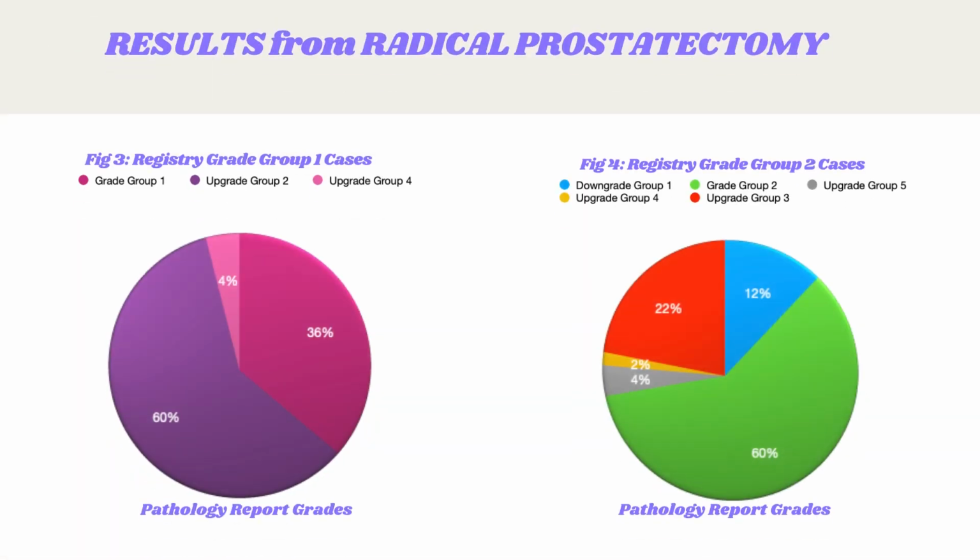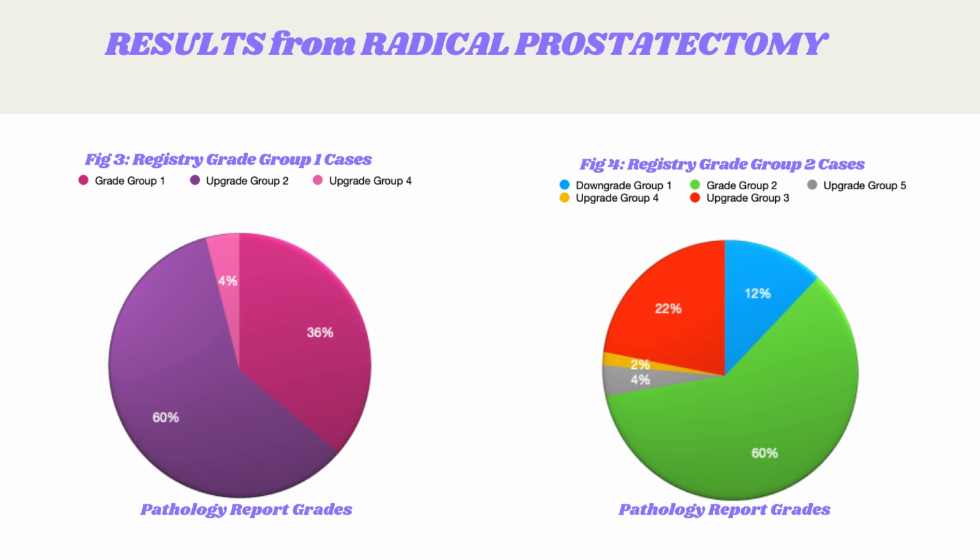We have come to the conclusion on the results from the radical prostatectomy. Here, this is a comparison between registry grade group 1 cases versus the pathology report grades. As you can see here, 60% of the cancer registry grade and the pathology report grades will match with each other. However, 36% will be upgraded into grade group 2, and 4% will be upgraded to grade group 4.